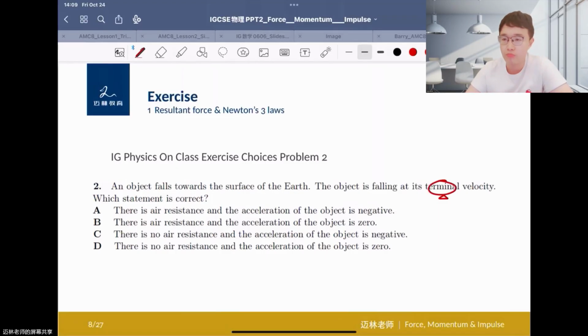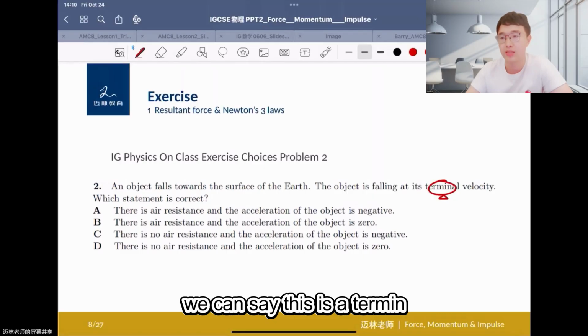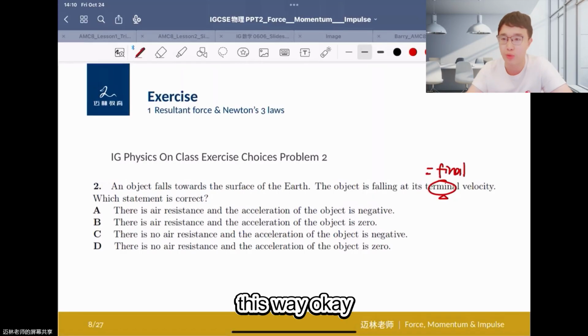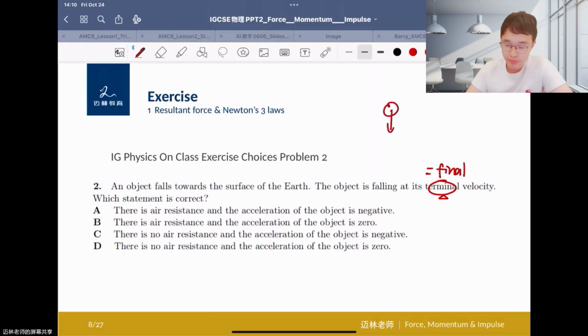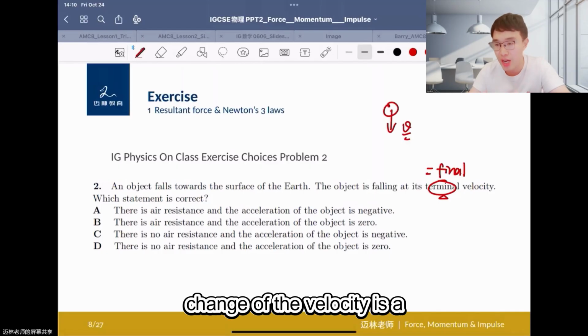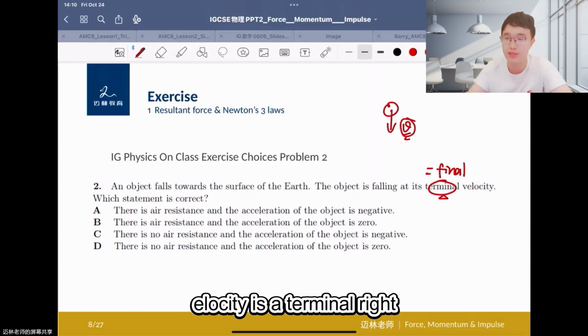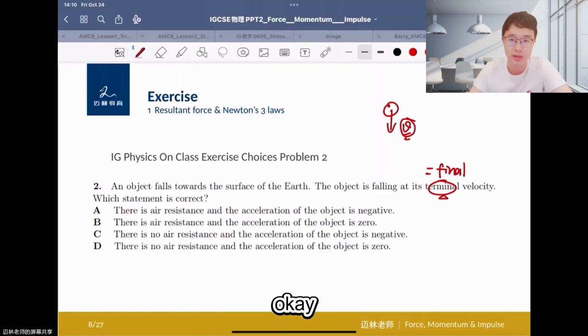So terminal also means the final place we went to or landed in. We can say this is a terminal, right? So you can also use final to represent terminal. It's this way, okay? So it is a final velocity. Once it reaches terminal velocity, we can say the velocity doesn't change anymore, right? Because once it changes, the changed velocity is a new velocity. So we cannot say the velocity is terminal, right? So it must stay constant, and then we can call it a terminal velocity, okay?